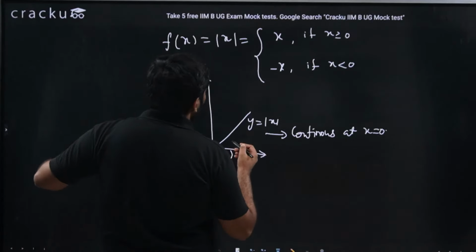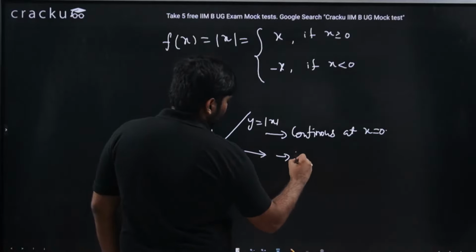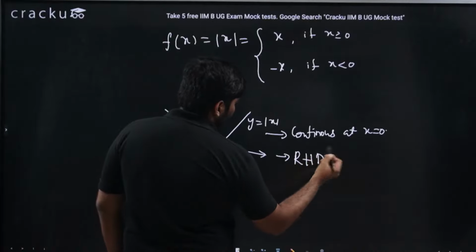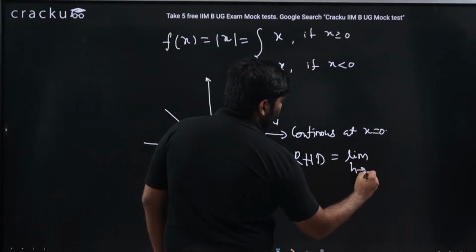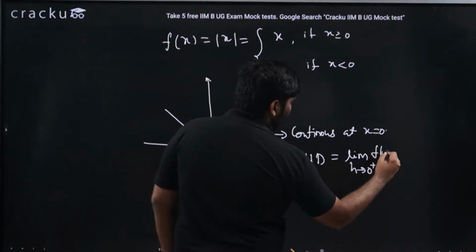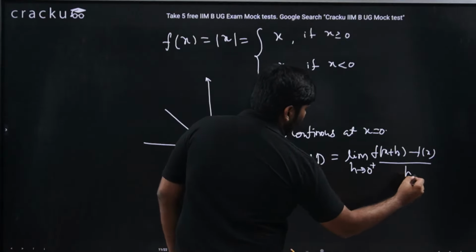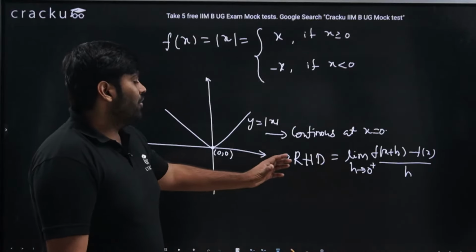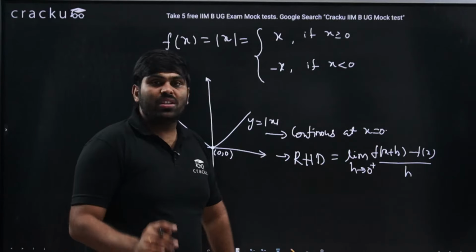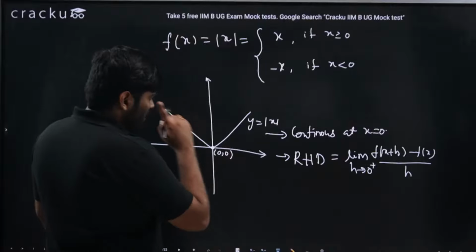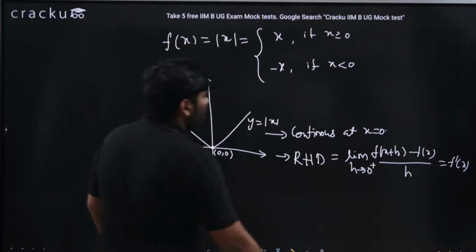Let us see why it is not differentiable at x equal to 0. Let us try to find the right hand derivative. The right hand derivative is equal to limit h tends to 0 plus of f of x plus h minus f of x by h, with h being a positive number greater than 0. This is f dash of x.